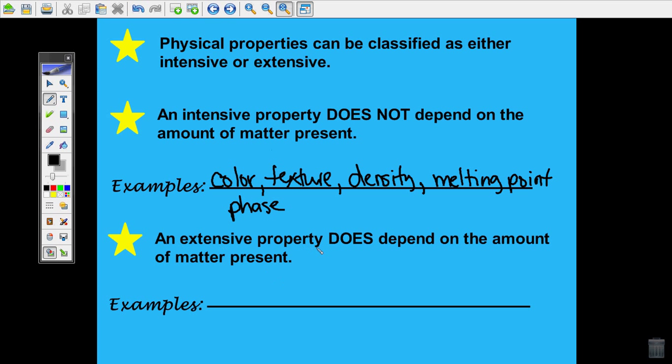An extensive property does depend on the amount of matter I have present. So it's mass, it's volume, things like this, length. All these things matter how much I have.